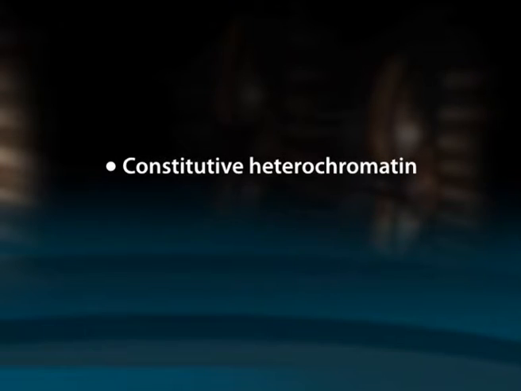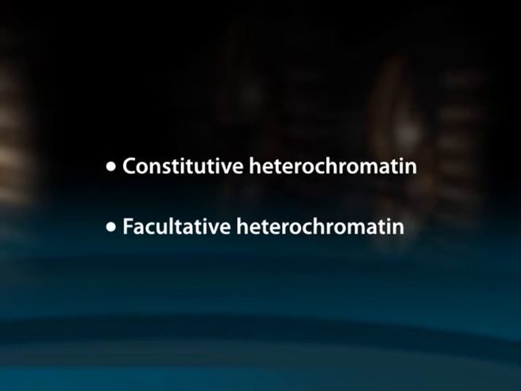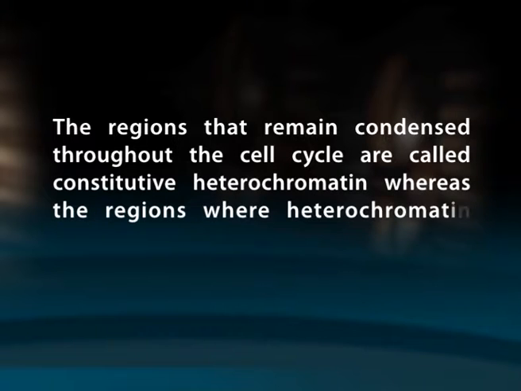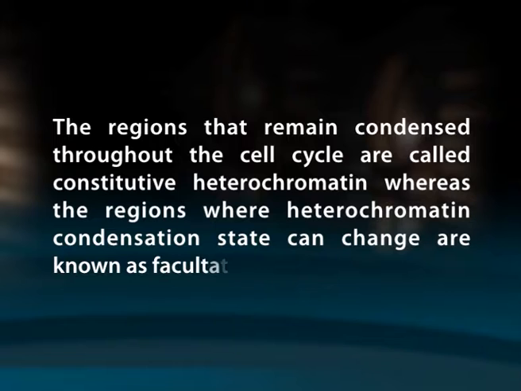Heterochromatin are of two types, the constitutive and facultative heterochromatin. The regions that remain condensed throughout the cell cycle are called constitutive heterochromatin, whereas the regions where heterochromatin condensation state can change are known as facultative. Constitutive heterochromatin is found in the region that flanks the telomeres and centromeres of each chromosome and in the distal arm of the Y chromosome in mammals. Constitutive heterochromatin possesses very few genes and also leads to transcriptional inactivation of nearby genes.